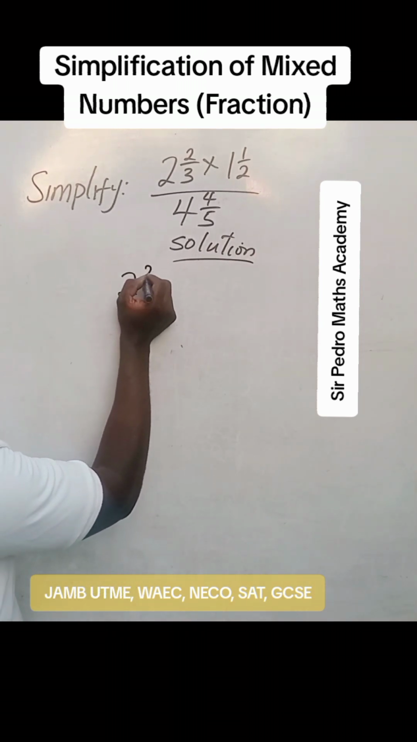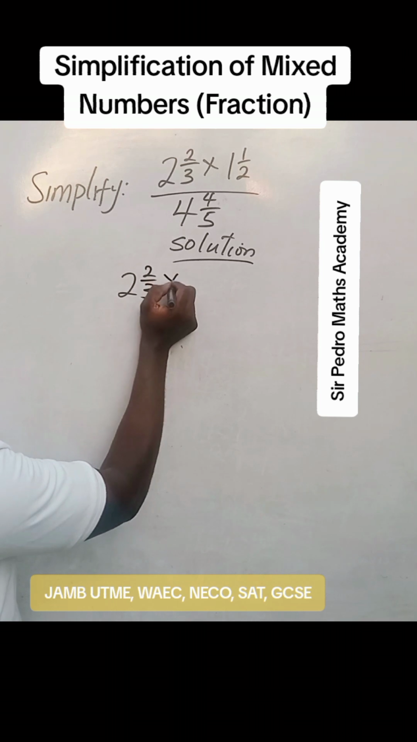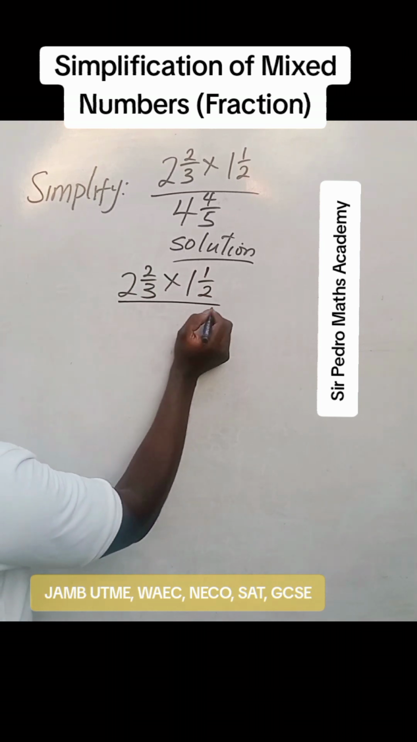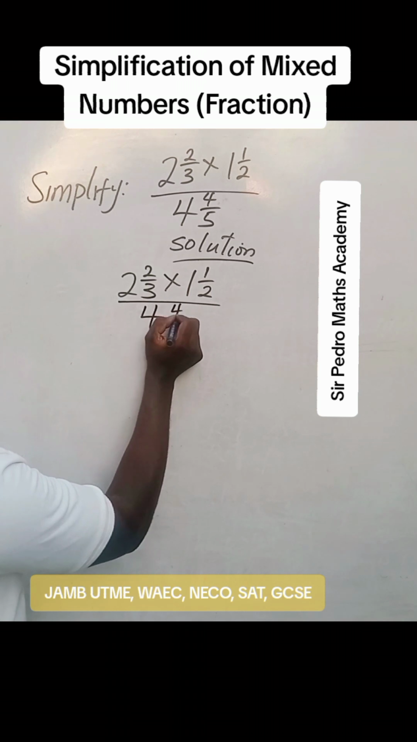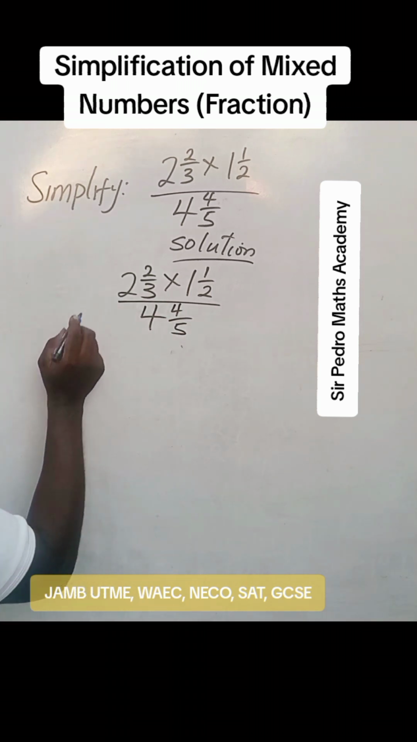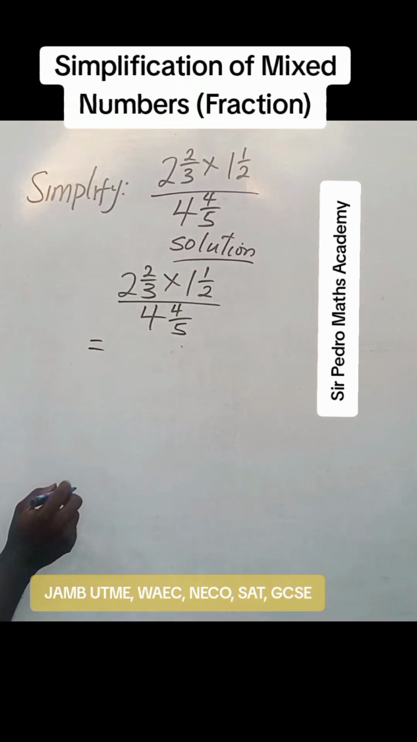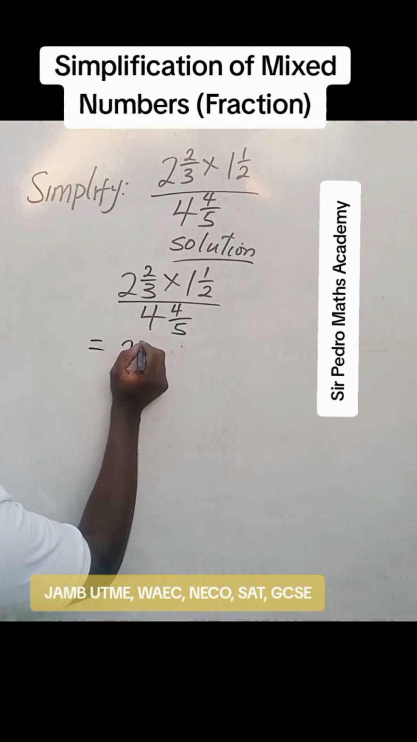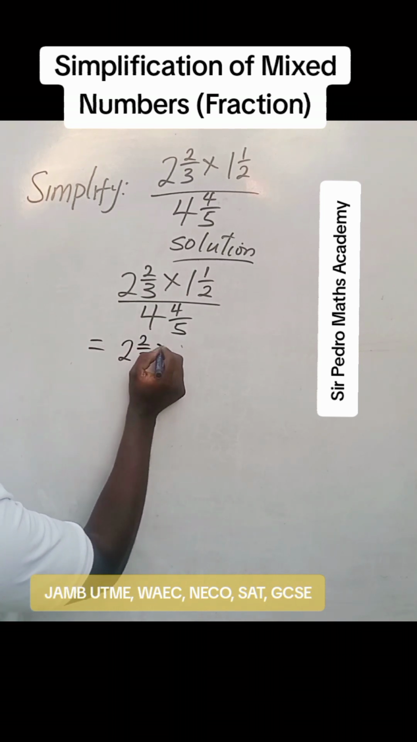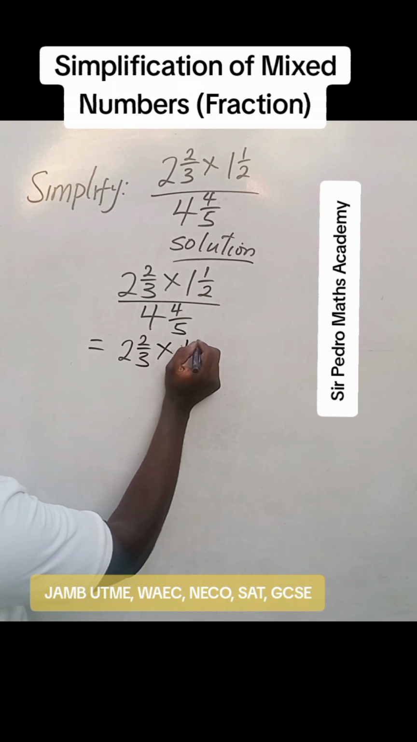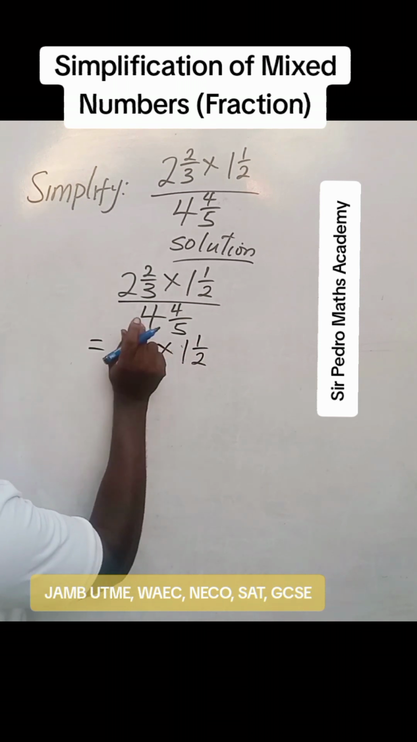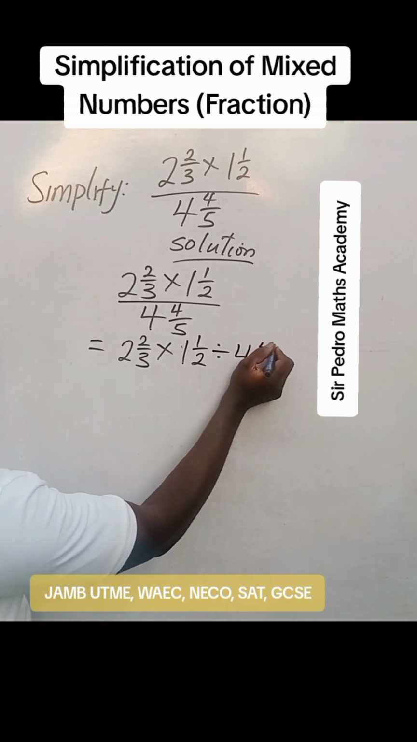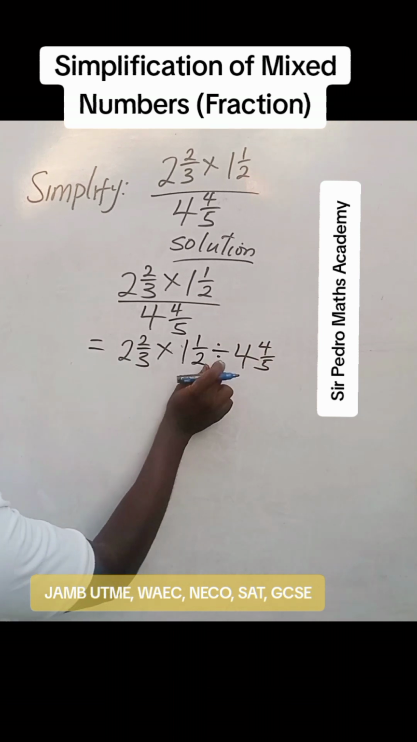2 whole number 2/3 times 1 whole number 1/2 divided by 4 whole number 4/5. So the first step here is to change them to a single line fraction. So you have 2 whole number 2/3 times 1 whole number 1/2, and this division will change to this 4 whole number 4/5. So you change this to this.